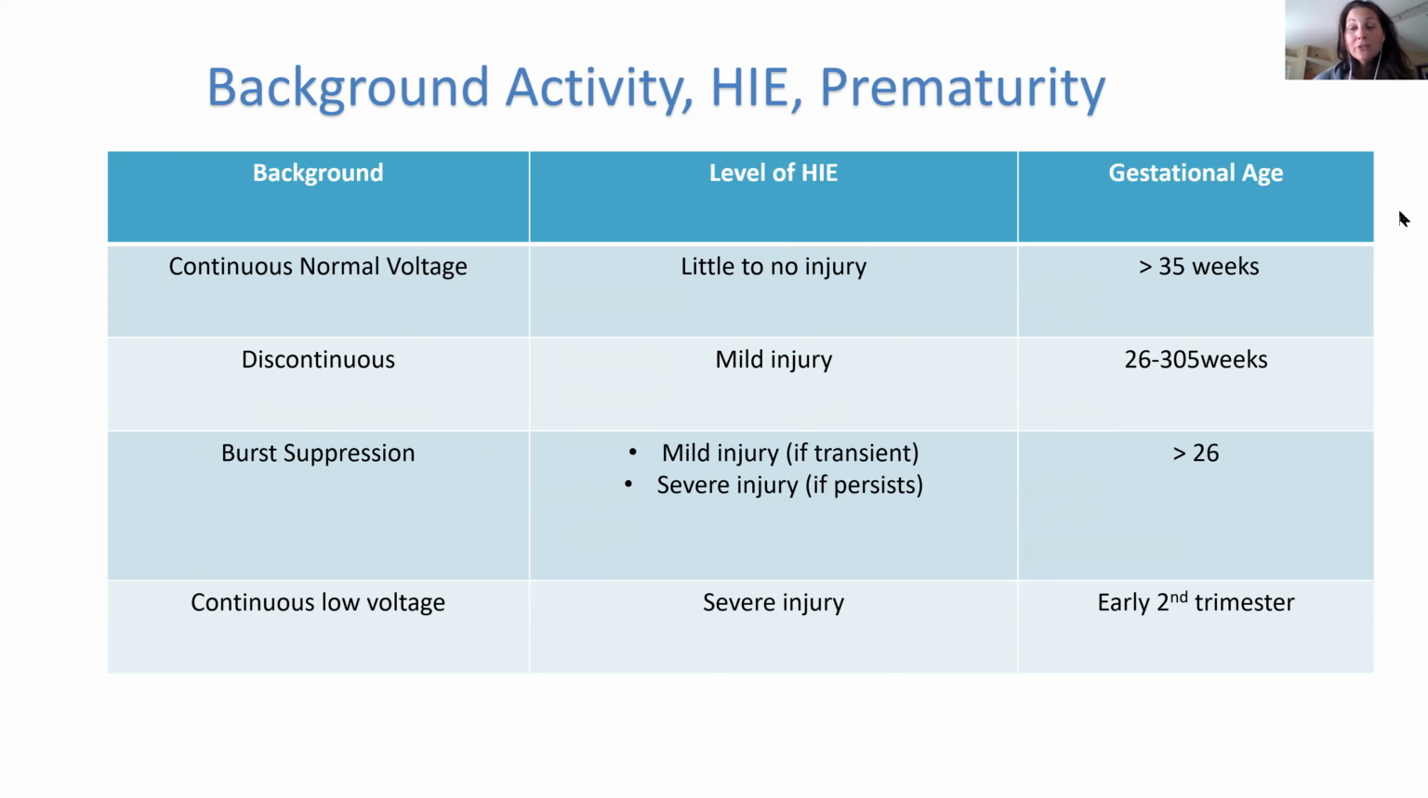Burst suppression, if it's transient, like less than a few hours, that's always a good sign of a mild injury. If it persists and the interburst interval is very wide, so that amount of time between the spikes, that's more severe, and especially if it persists. And then continuous low voltage, where that brain has literally run out of power, is always an indication of severe injury. So those are what we want to keep in mind.